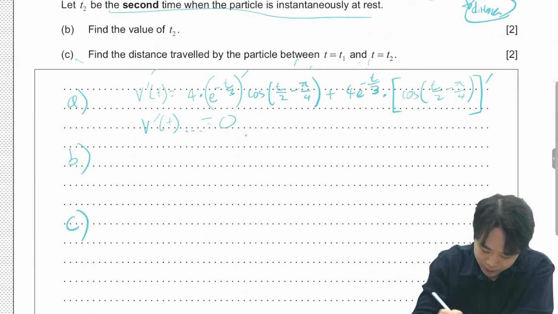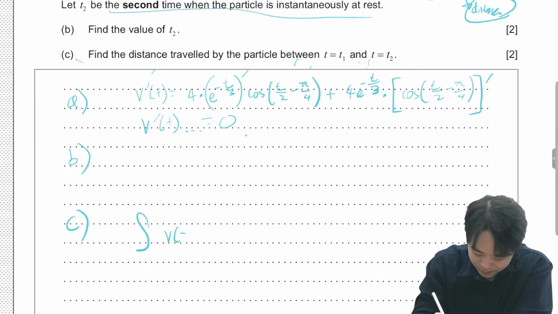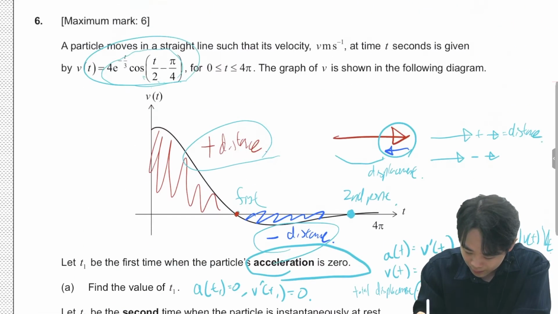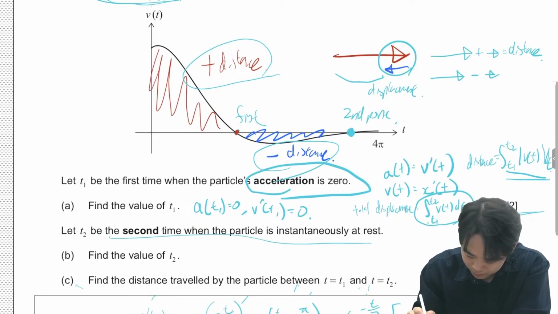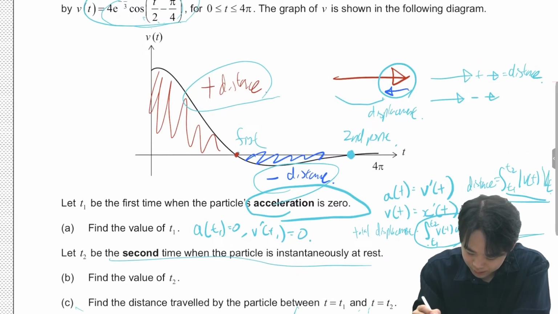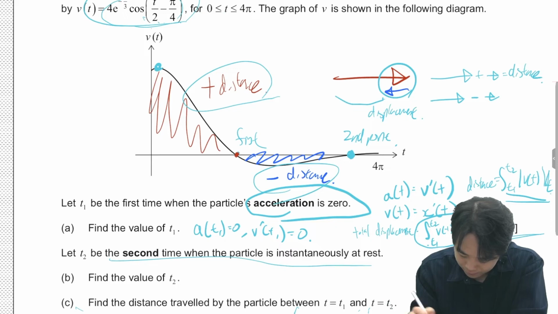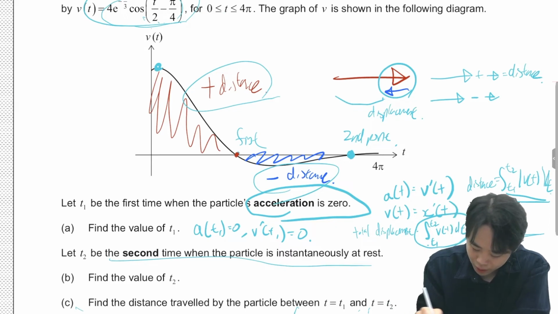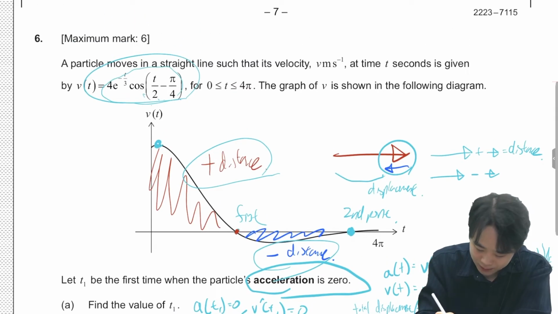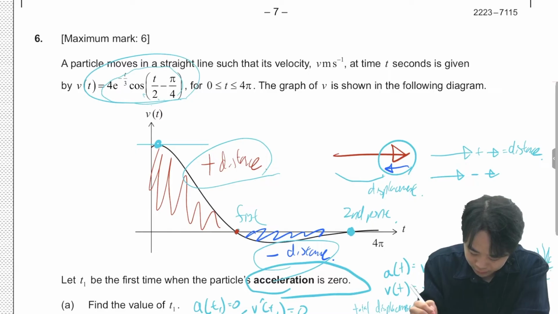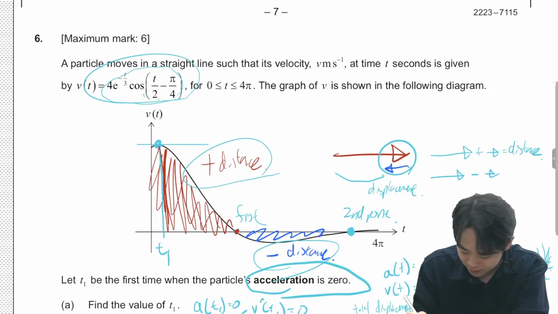So again, we're going to use a calculator to have V(t) from T1 to T2. T1 should be, I guess, the first time when the particle's acceleration is 0, so I'm guessing it's going to be somewhere around here. It's our first local maximum, local minimum point. So this is going to be T1. Right, so we're going to basically integrate from T1 to T2.